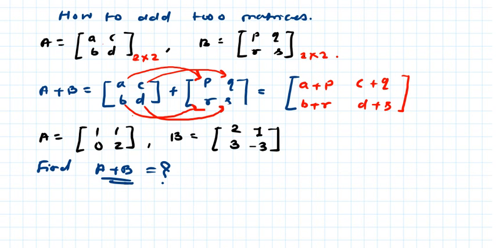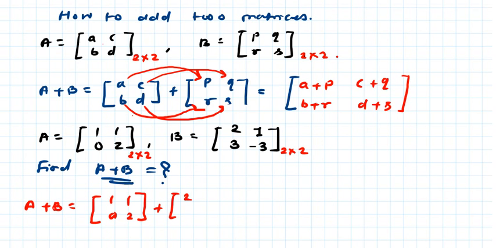Firstly you need to check the order of the matrices. If the orders are the same, then only you can add two matrices. The order of this matrix is 2 by 2 and the order of this matrix is 2 by 2, so we can add A and B, and this addition will be A plus B. So write down matrix A plus the matrix B.